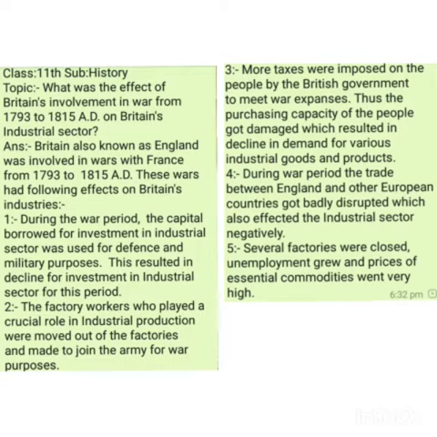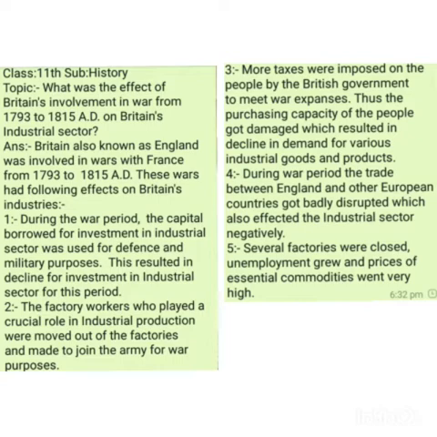Number one, it is believed that during the war period from 1793 to 1815, the capital or the wealth which was meant for use in the industrial sector in England was used for defense and war purposes, military purposes. Thus, the money that was meant to be used for the industrial sector was used for defense and military purposes. As a result, there was a decline in the investment of capital in the industrial sector, which had some negative effects on the industrial growth of England.